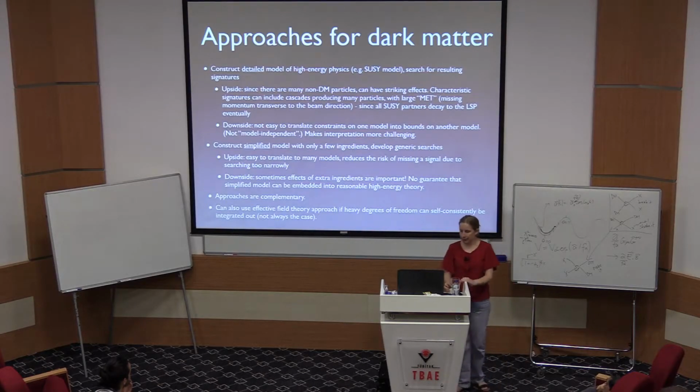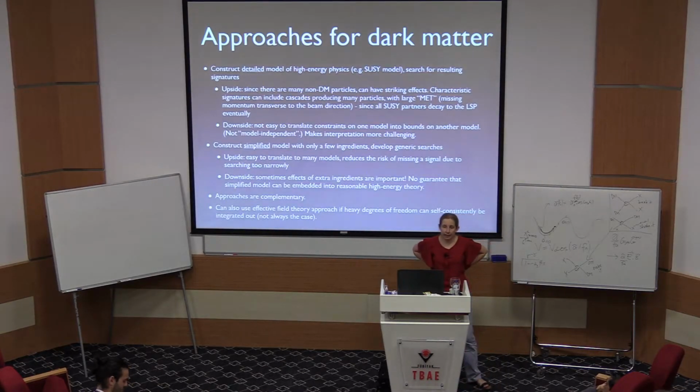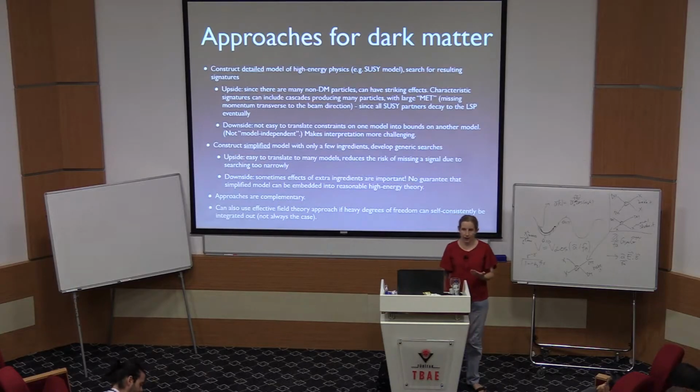So the upside is that in full complete models, there are often many particles that are not the dark matter that could be within reach of the LHC. SUSY is the archetypal example of this. There can be very characteristic SUSY signatures that involve cascades producing many particles with large missing energy. And if you do it in this approach, then you know that you've got a well-defined theory. You don't have to worry in general about violating unitarity or other such strange behaviors.